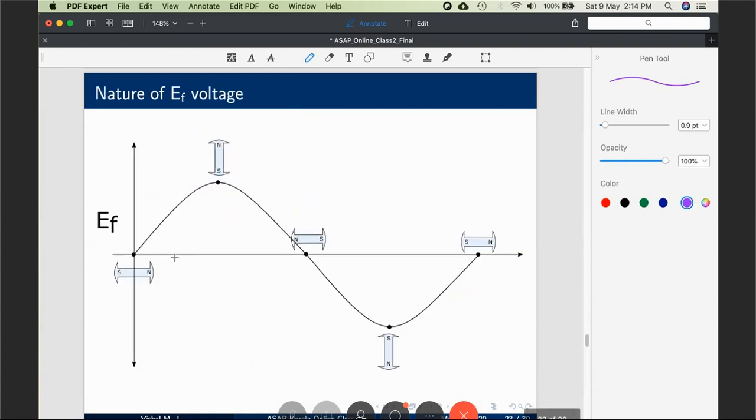EF is a sinusoidal quantity. Remember, at 0 the poles are like this, horizontal. When I say horizontal, vertical, these are all relative terms, but still for your sake of understanding, the poles are horizontal. Then it takes its maximum value at 90 degree when the poles are vertical with north pole upward. North pole is here.